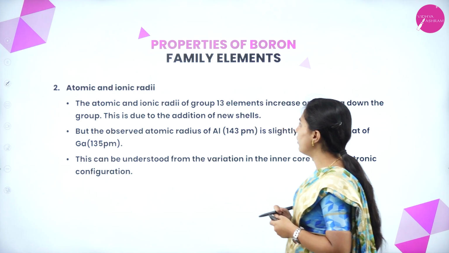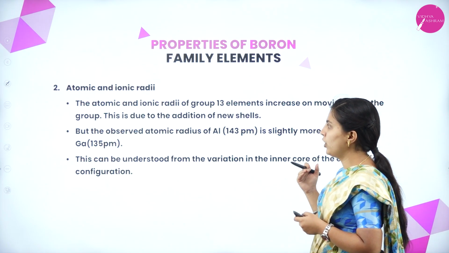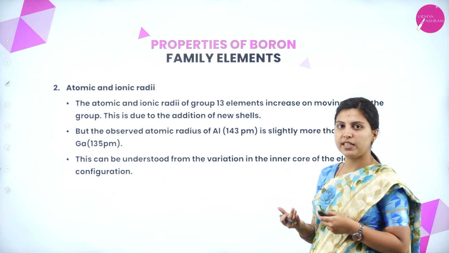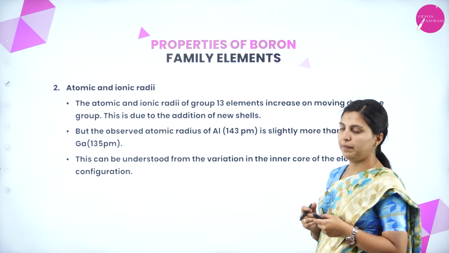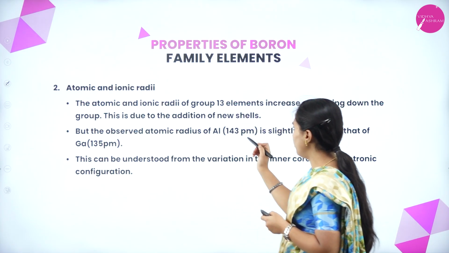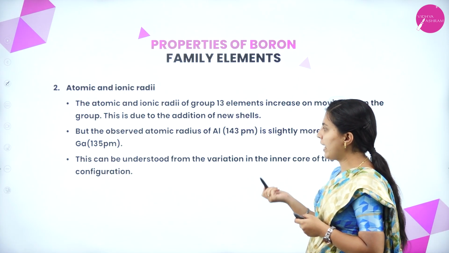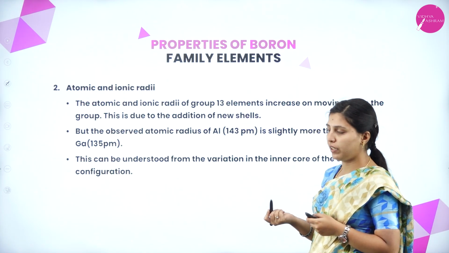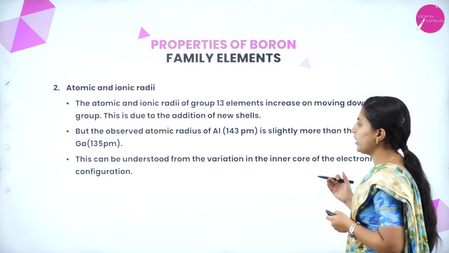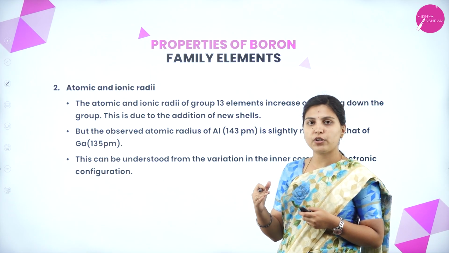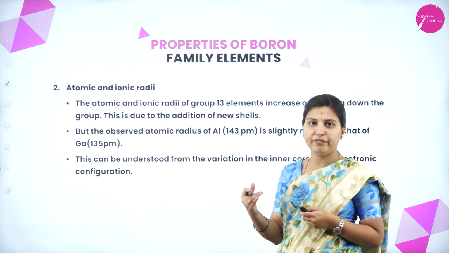The atomic and ionic radii of group 13 elements increase on moving down the group. Down the group, atomic size and ionic size will increase due to the addition of a new shell. But the observed atomic radius of aluminium, 143 picometer, is slightly more than that of gallium, 135 picometer. This can be understood from the variation in the inner core of the electronic configuration. So the inner core electronic configuration is a little bit different due to the influence of d and f electrons.